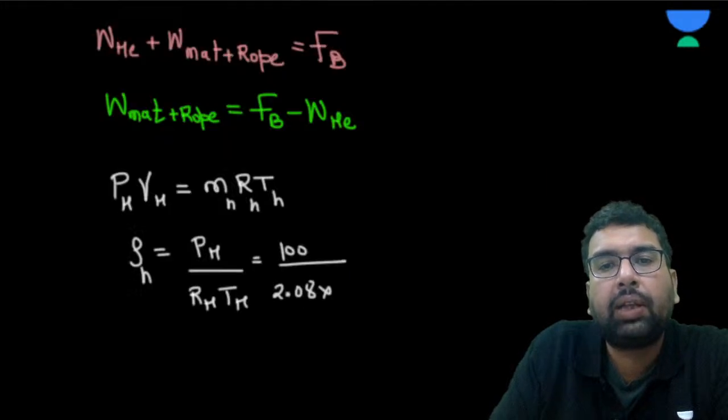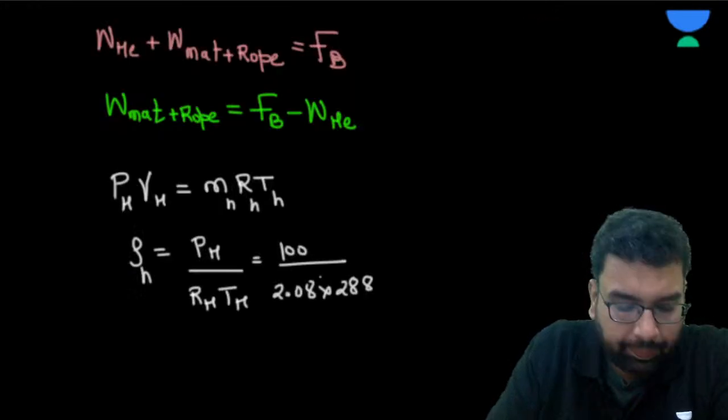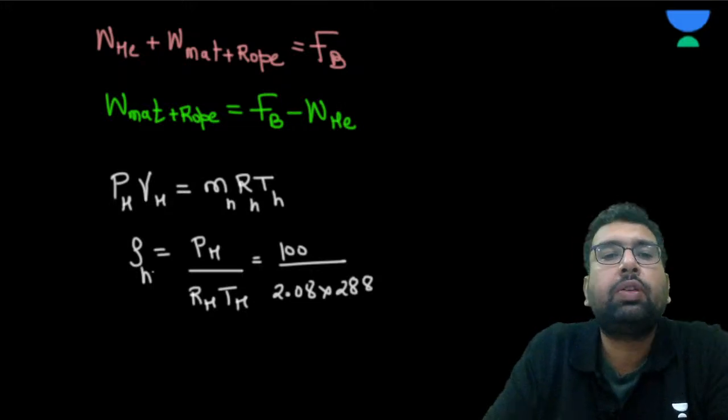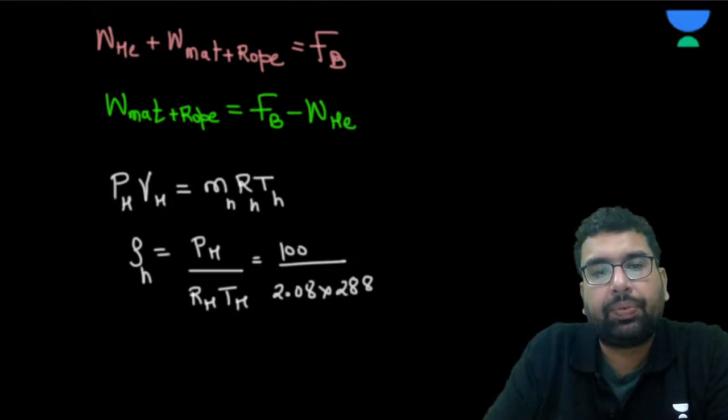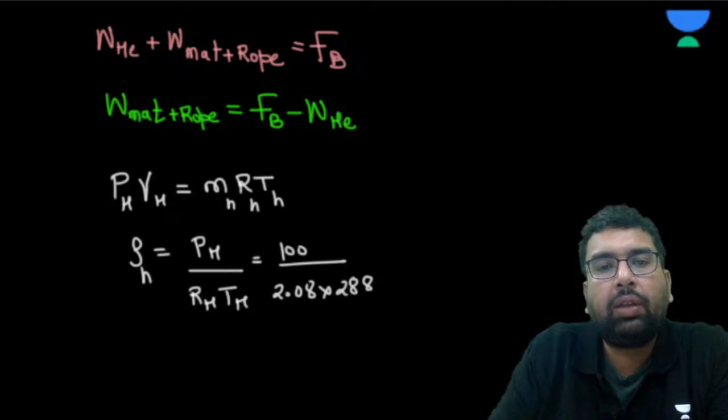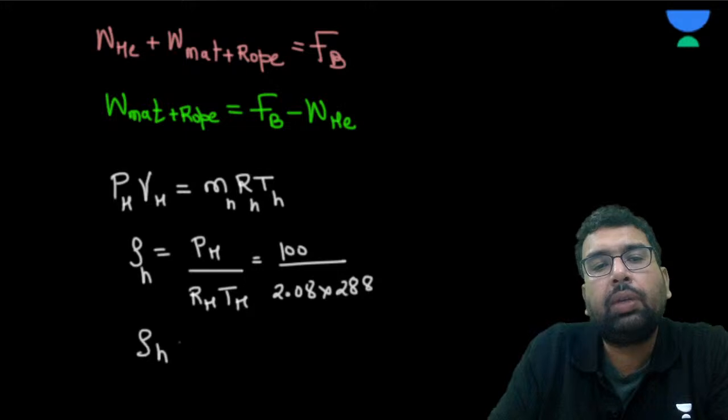Do remember that whenever we are applying the ideal gas equation, we always use the absolute pressure and the absolute temperature, right? So what is going to be the density of the helium? When we make the calculation from here, we will be getting 0.167 kg per meter cube.